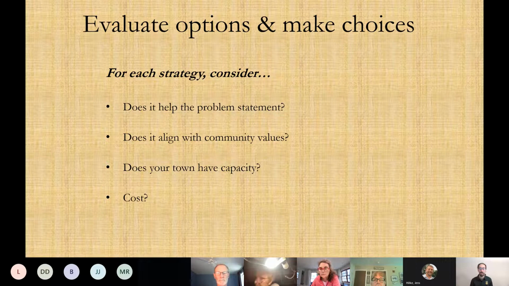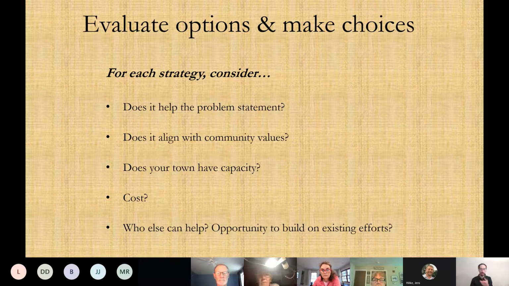What will this strategy cost? And are there funding sources that you already know of? And who else can help? Are there people that are available and on board to help? Local businesses, recreation groups, could be faith groups, schools. Those are just a few parties that might be interested, but you've got to think outside the box sometimes to find partners.